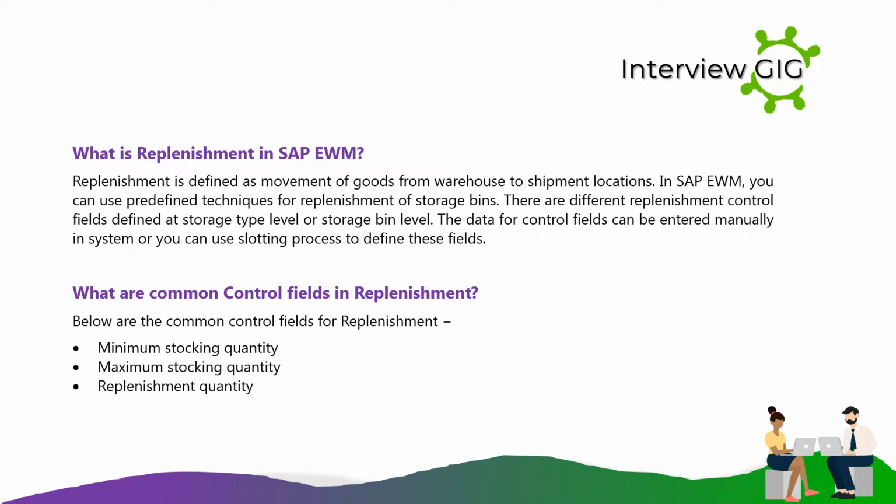What is replenishment in SAP EWM? Replenishment is defined as movement of goods from warehouse to shipment locations. In SAP EWM, you can use predefined techniques for replenishment of storage bins. There are different replenishment control fields defined at storage type level or storage bin level. The data for control fields can be entered manually in the system or you can use the slotting process to define these fields. What are common control fields in replenishment? Below are the common control fields for replenishment: minimum stocking quantity, maximum stocking quantity, replenishment quantity.